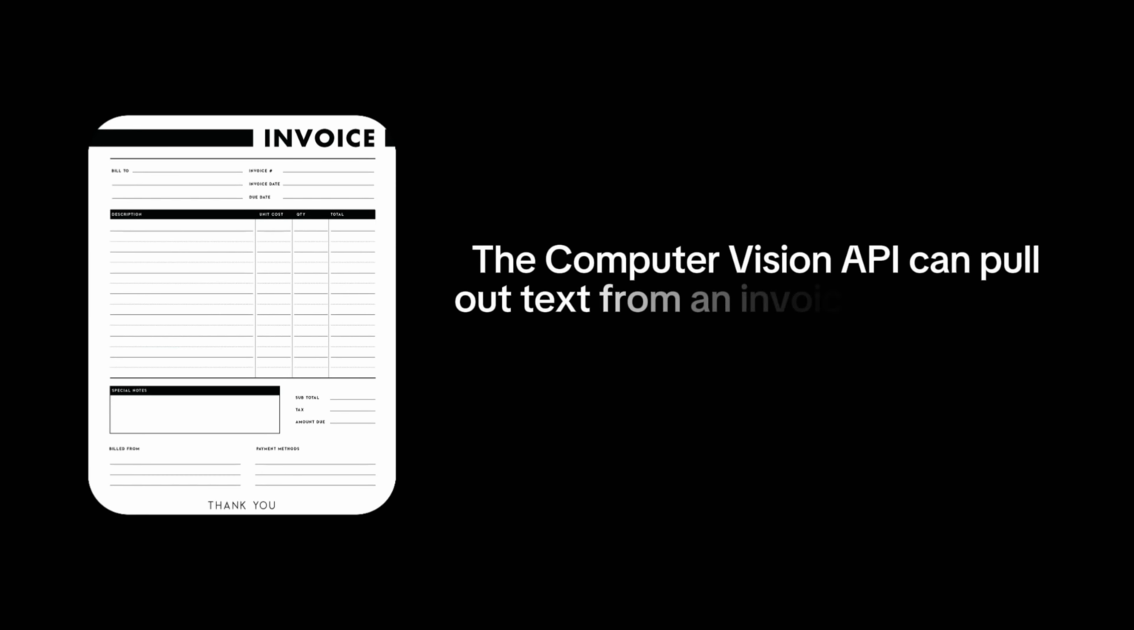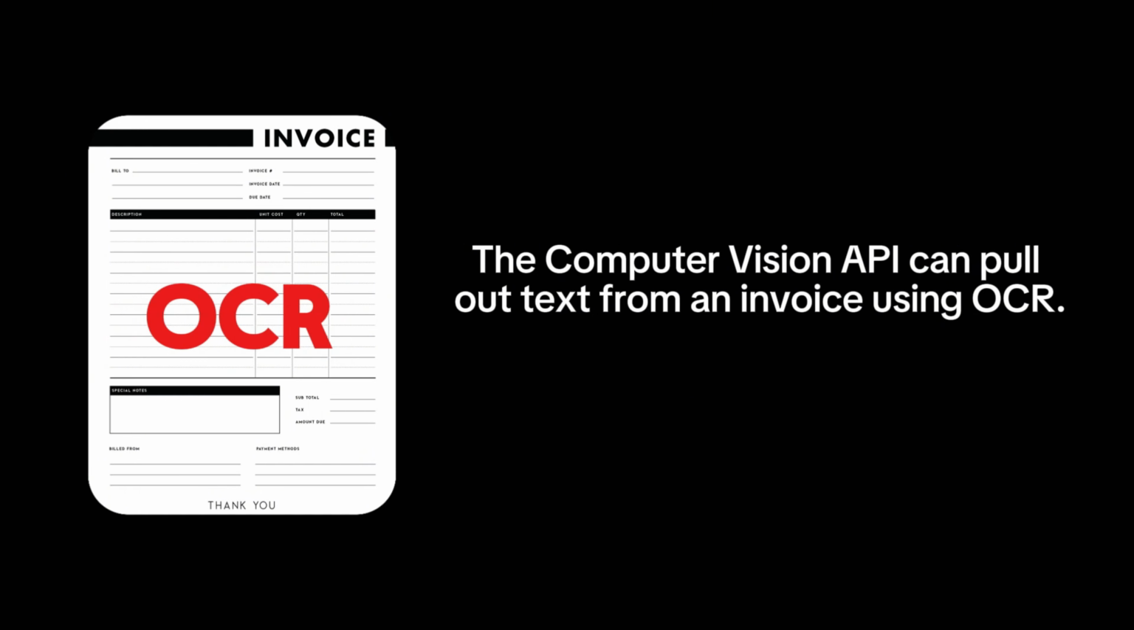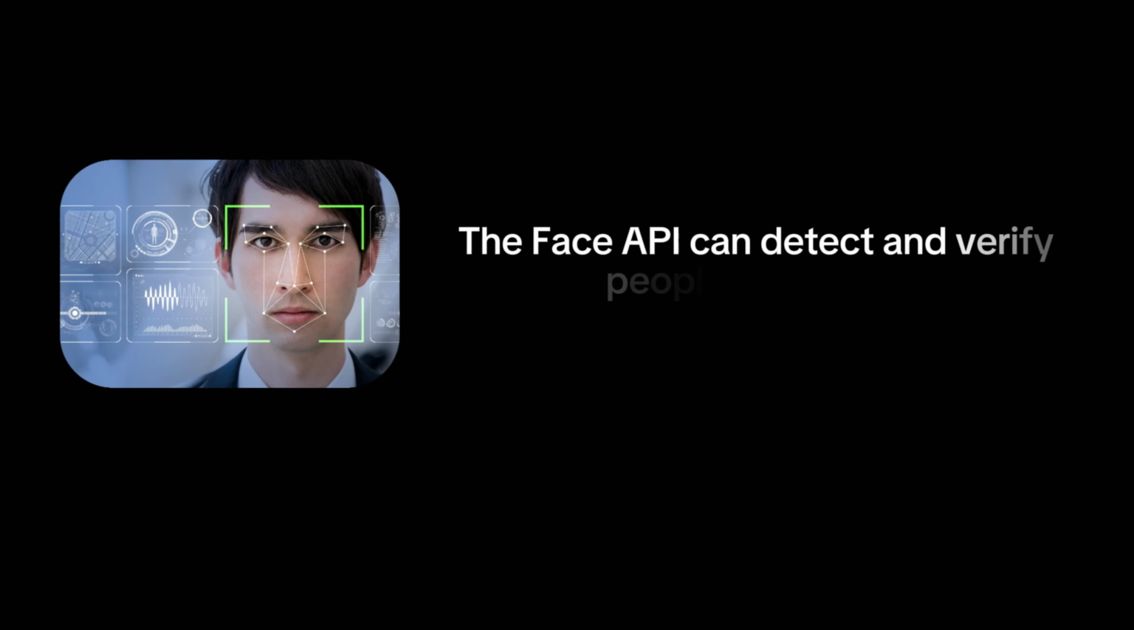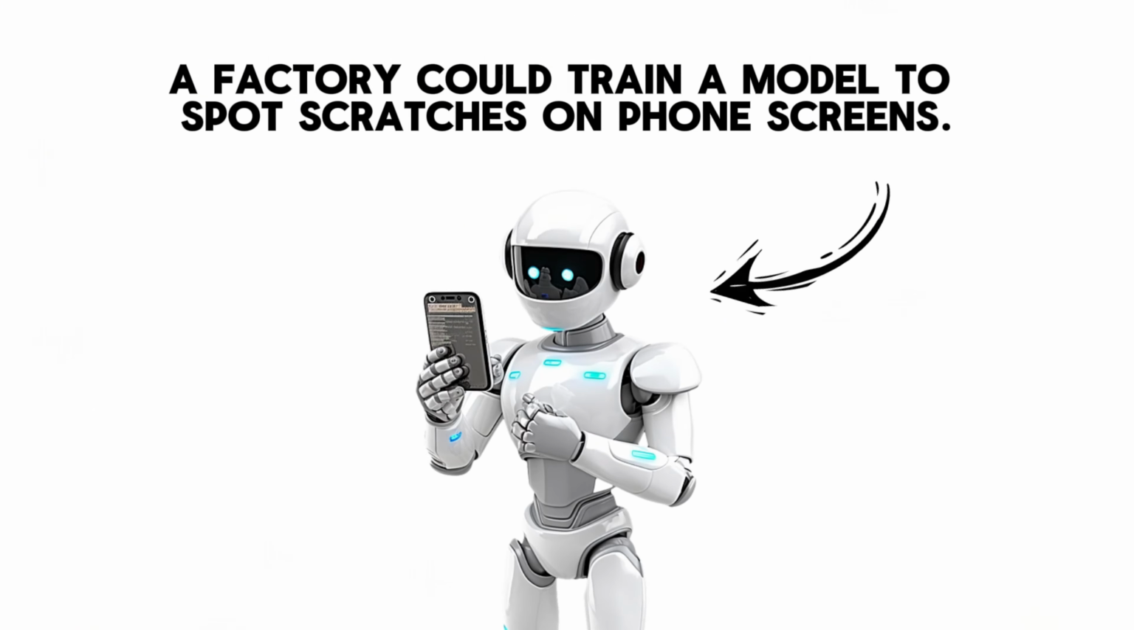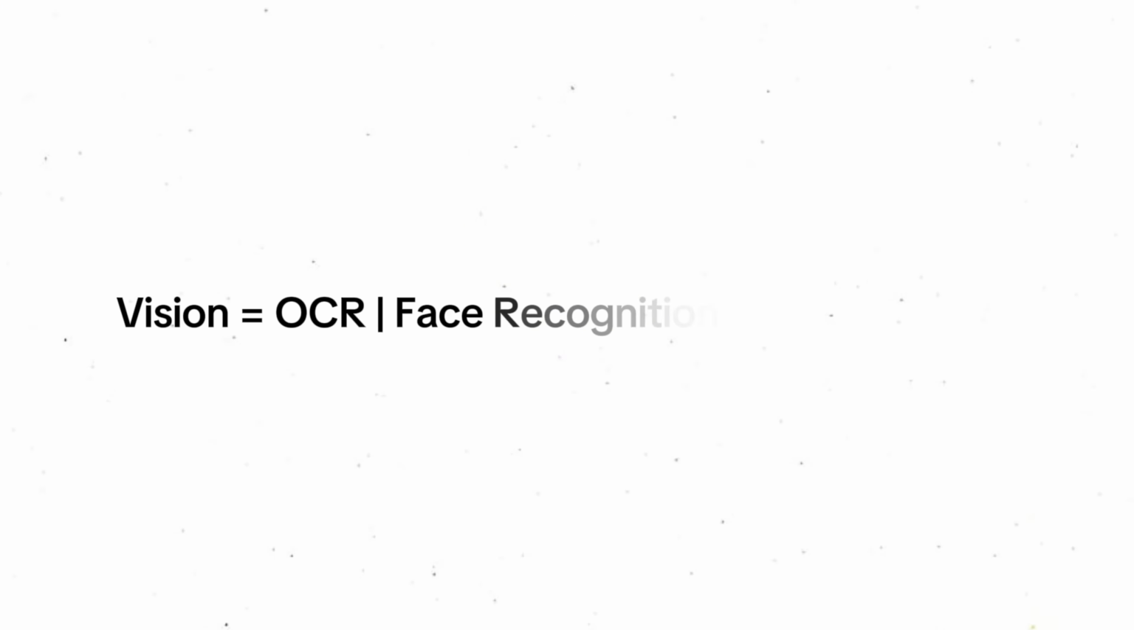Let's start with vision. The Computer Vision API can pull out text from an invoice using OCR, or optical character recognition. The Face API can detect and verify people in a photo. And with Custom Vision, you can train your own model. For example, a factory could train a model to spot scratches on phone screens. So if it's about understanding images or videos, vision is your category.